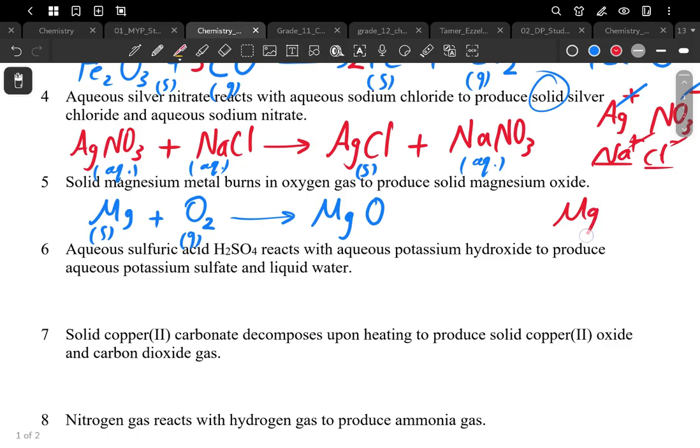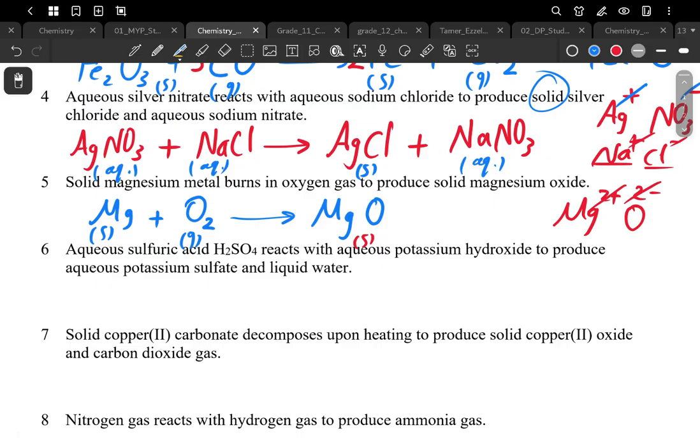Because magnesium belongs to the second group of the periodic table. It has a charge of +2, and oxygen belongs to the sixth group in the periodic table. It has a charge of -2. They cancel each other, so this is solid. It forms this compound, magnesium oxide.